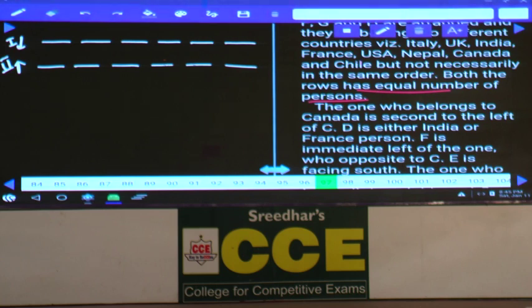Now regarding this one, we have information on the seating. The one who belongs to UK sits third to the right of F, H is third to the left of D, and one of the immediate neighbors of F belongs to UK. F is at one of the ends of the row. Tell me where this F should be.